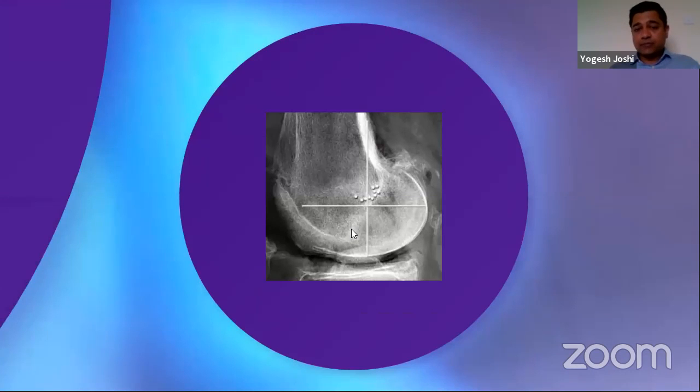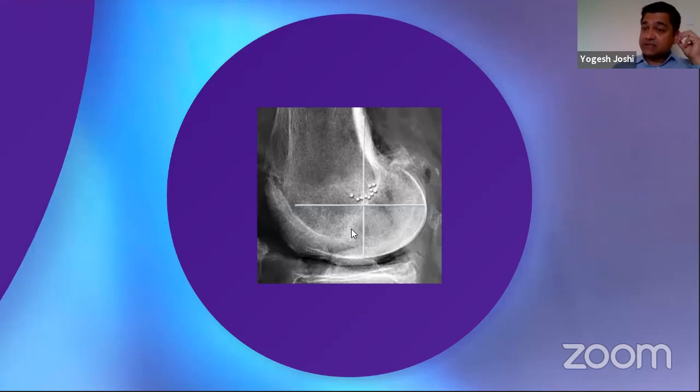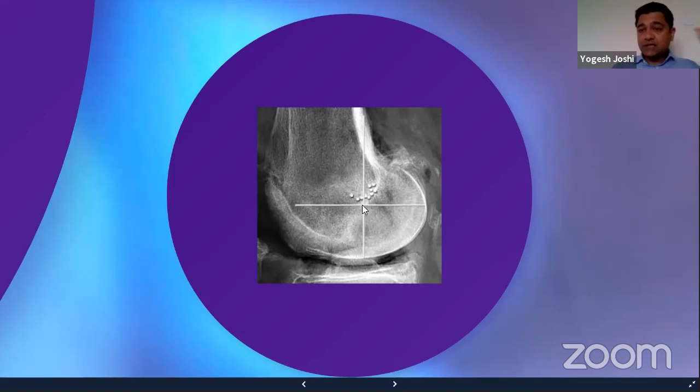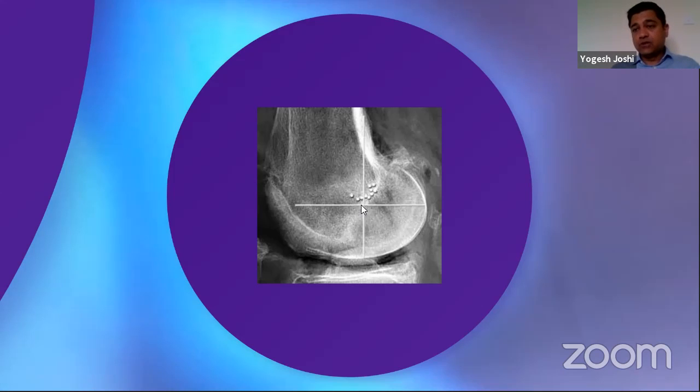If you are planning to do a minimally invasive kind of repair or reconstruction, this is the landmark that you need to look at radiologically. In a true lateral view of the knee, you draw a line from the posterior cortex of the femur, and the point where it intersects the Blumensaat line is the insertion of the superficial MCL, and that's how you reconstruct it.